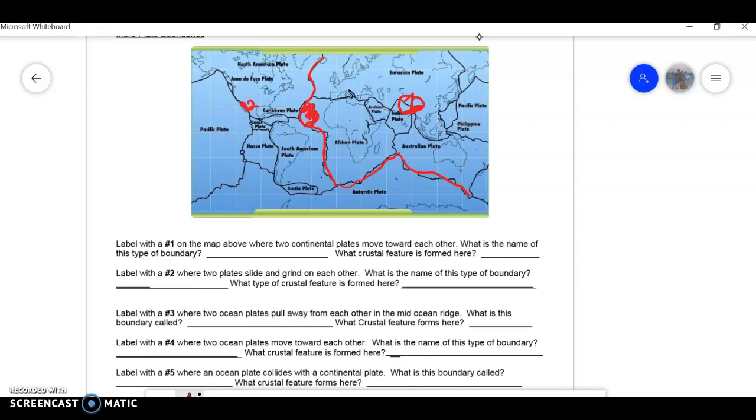Number 4, where 2 ocean plates move toward each other. What is the name of this type of boundary? Well, we're going to have 2 ocean plates. So this is an ocean plate. This is an ocean plate. This island arc right here is the Aleutian Islands. And so we're going to get a trench and an island arc because we're going to have some subduction that happens. Anytime subduction, one goes under the other.